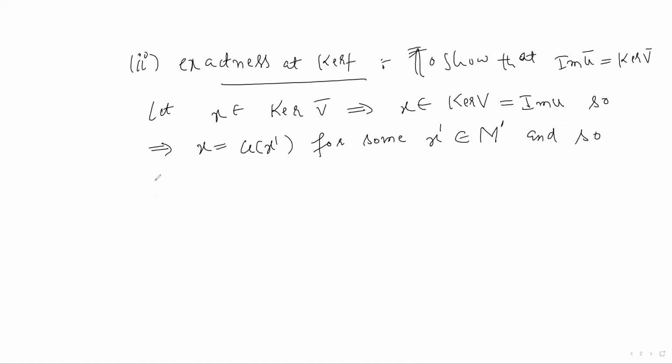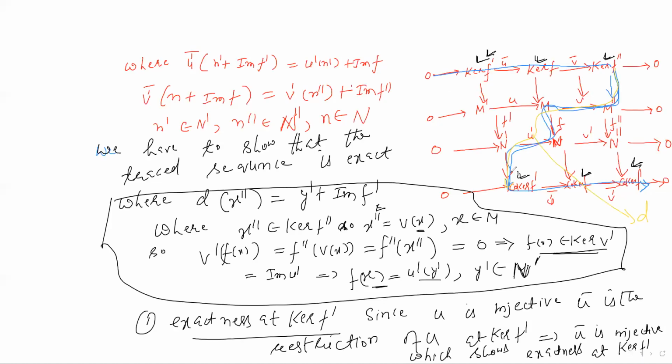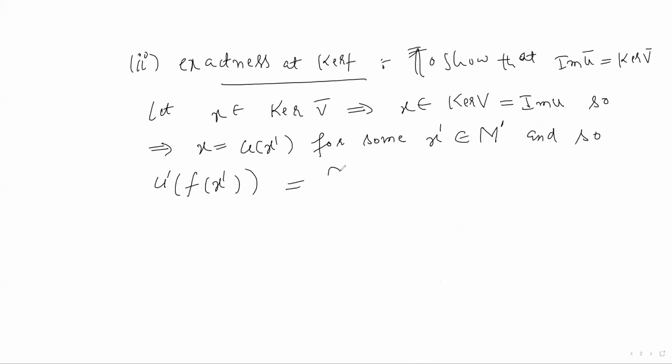And so if you take u dash of f x dash, now this square is commutative, so u dash composition f dash is same as f composition u. So this is actually f of u of x dash. Okay. So which is actually equal to f of x. Now f of x is 0 because x belongs to kernel of f.